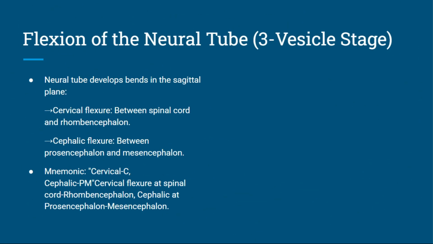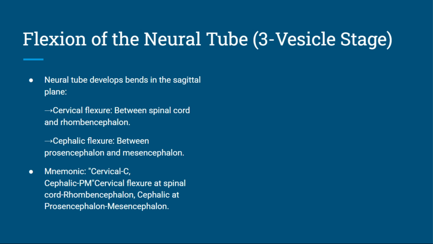The neural tube doesn't just grow straight, it bends in the sagittal plane to shape the brain. At the 3-vesicle stage, we have 2 key flexures: the cervical flexure between the spinal cord and rhombencephalon, and the cephalic flexure between the prosencephalon and mesencephalon.